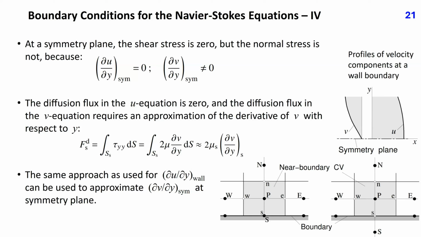At a symmetry plane, the shear stress is zero because the velocity component parallel to symmetry boundary has a zero gradient in the normal direction to the symmetry plane as shown in this figure. However, the velocity component normal to symmetry plane is equal to zero at the plane, no flow through symmetry plane, but its derivative in the direction normal to symmetry plane is not zero.